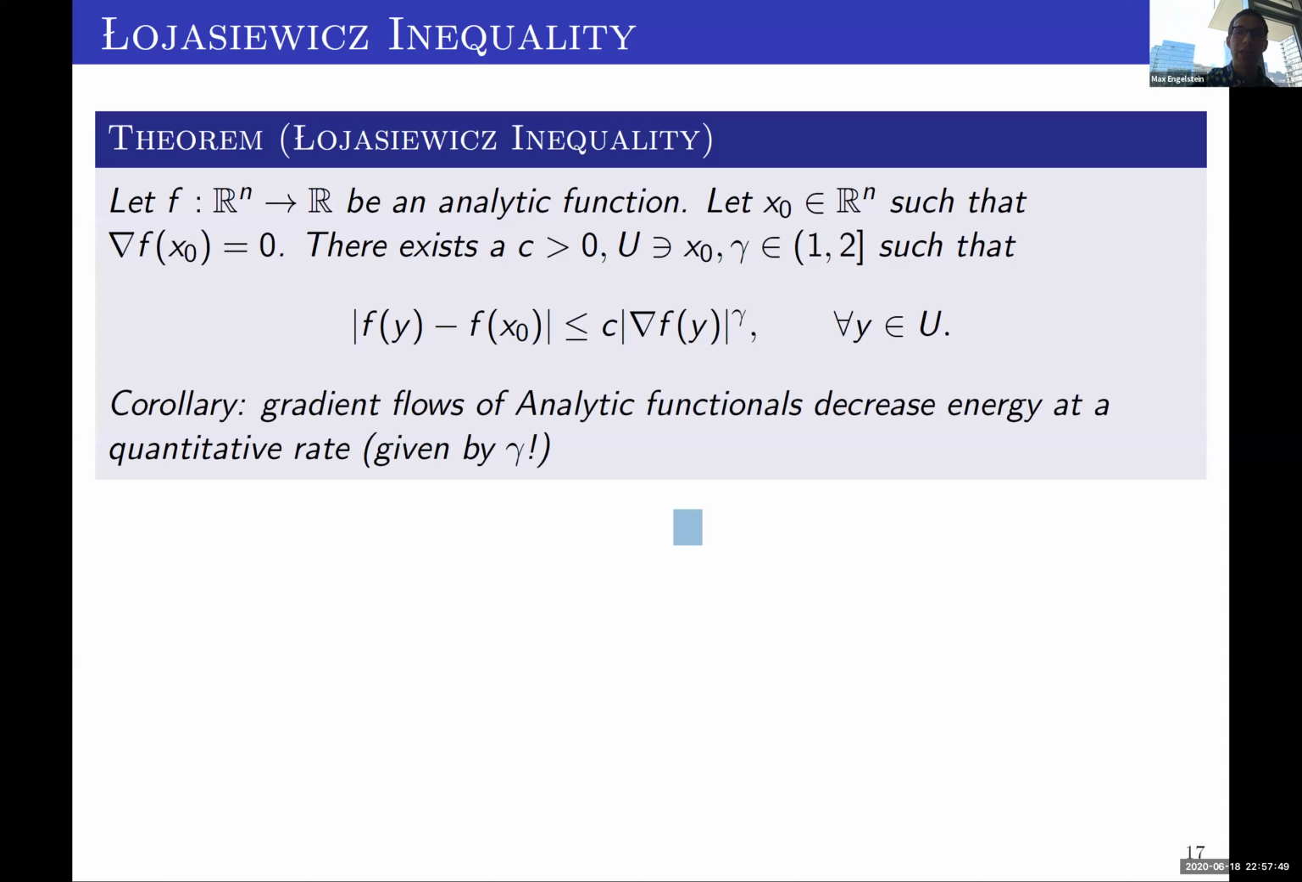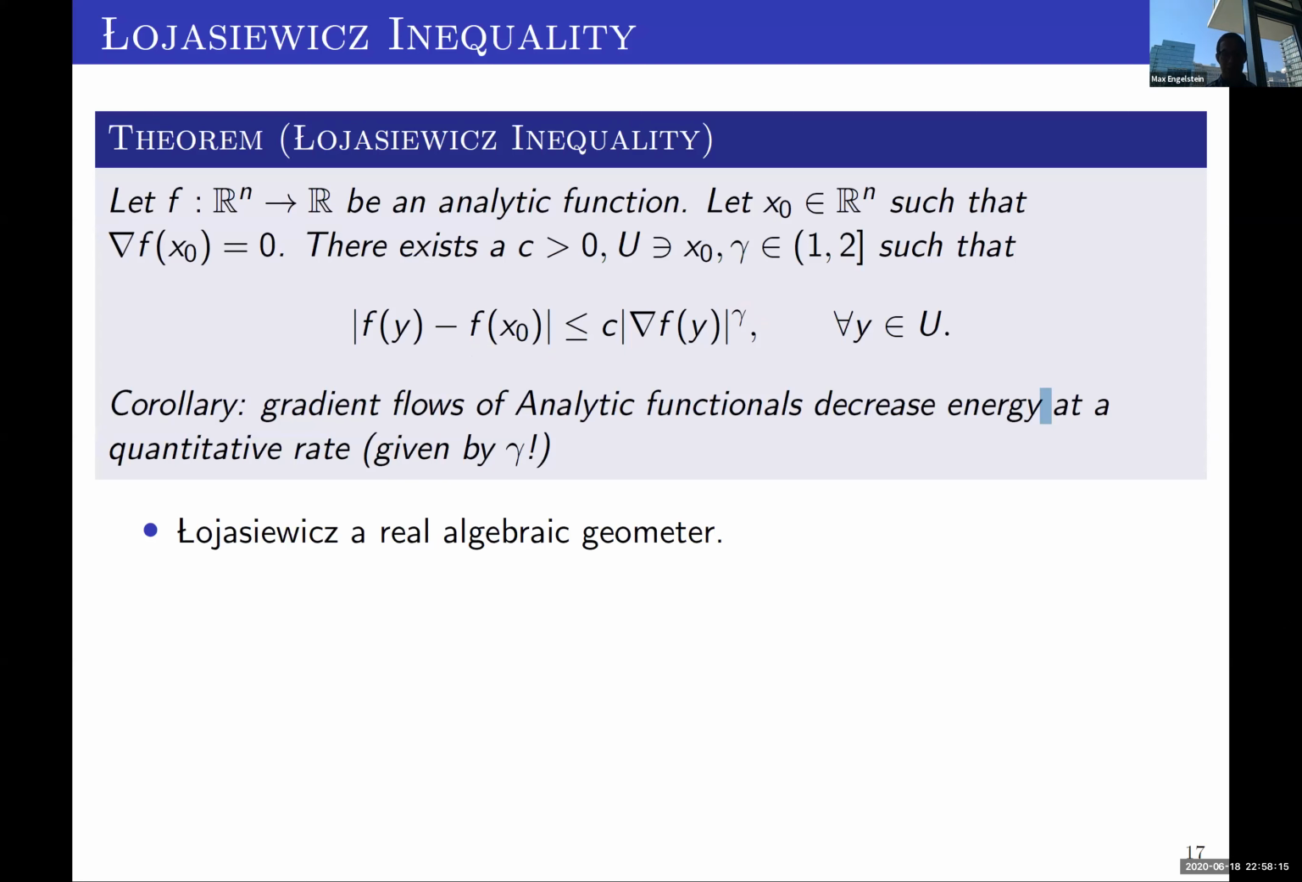So you should think of this gamma as measuring how far along in the Taylor series expansion around x0 you have to go before you get a non-zero term. If the Hessian is non-zero, then gamma is equal to 2. But if you have to go all the way to the kth term, then gamma is equal to something like k over k minus 1, or something like that.